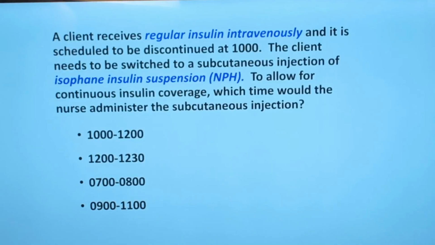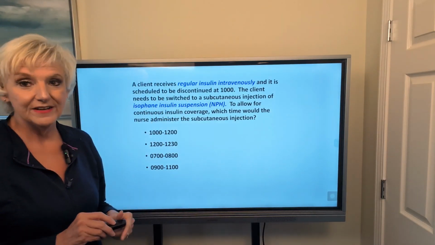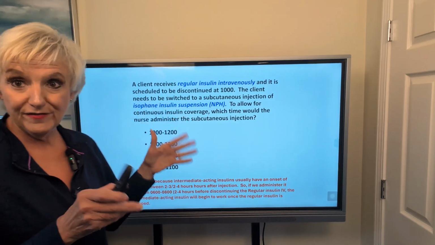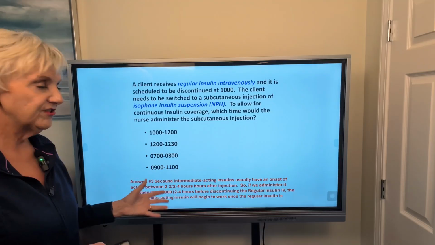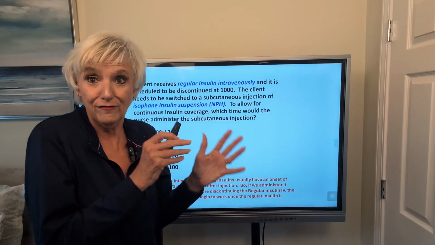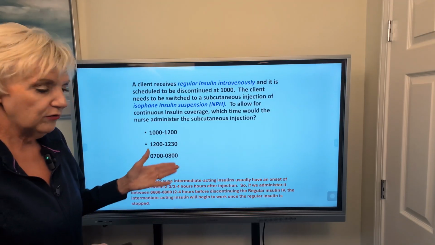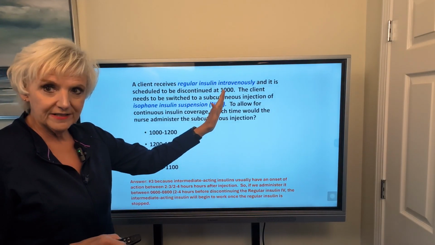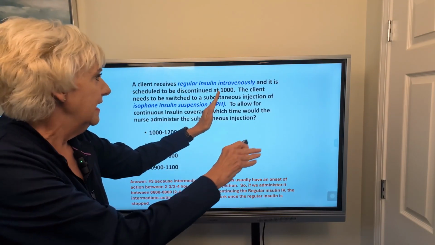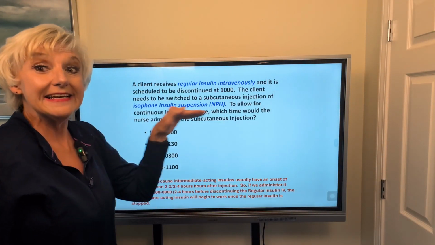The answer is 7 o'clock in the morning, 8 o'clock in the morning. I can give that injection of NPH. And the reason is because this isophane insulin has an onset of action of 2 to 3 hours, 2 to 4 hours, something like that, around that. It's not real fast after you give it as an injection. So if we're going to shut the insulin off IV at 10 o'clock, and that's going to start getting out of his system like immediately, I have already got to have this intermediate acting insulin in him.